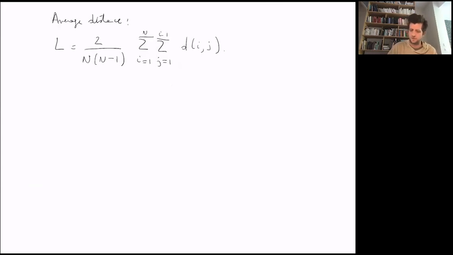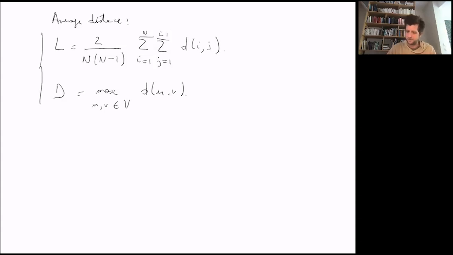Another one that is directly related to it would be the diameter. The diameter is simply given by the maximum, for any u and v in the set of nodes, of the distance of u and v. So instead of looking for the average distance, we take the maximum distance between any pair of nodes in the system.